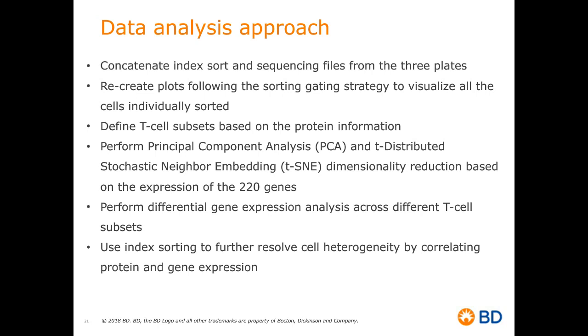We have 220 genes, so we'll start by performing a principal component analysis, followed by a t-SNE dimensional reduction. We'll then perform differential gene expression analysis. And eventually, at the very end, I will show you how we can use index sorting to further resolve cellular heterogeneity by correlating protein and gene expression.